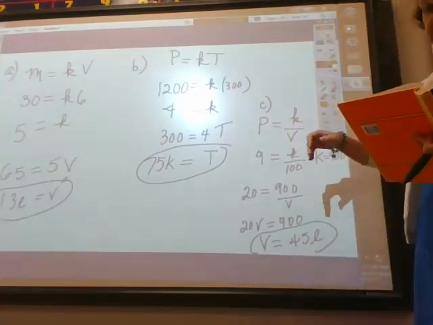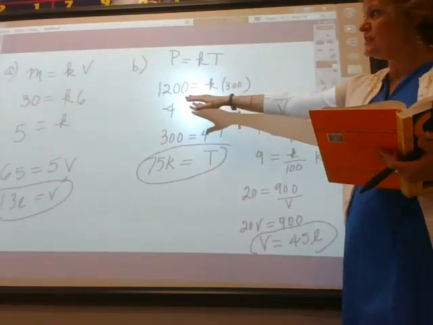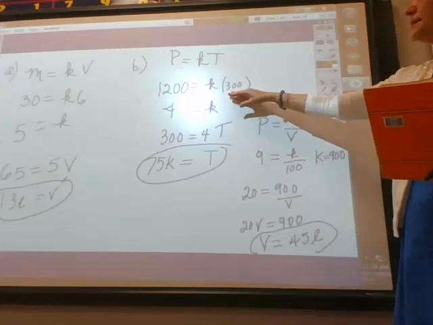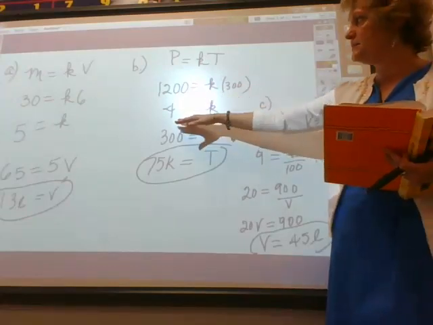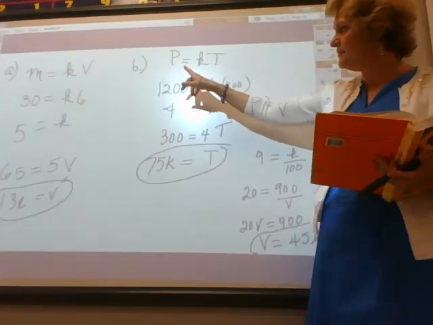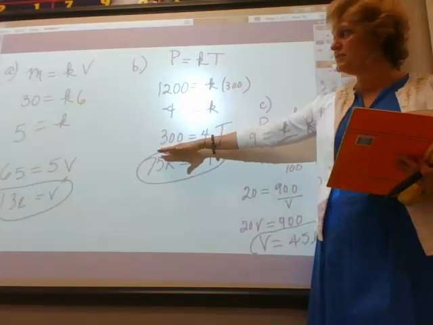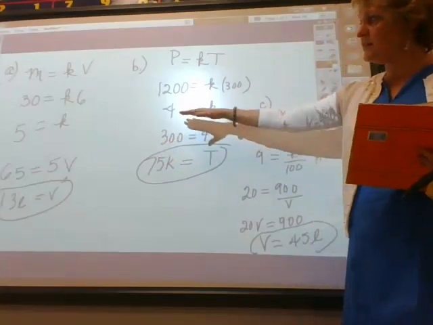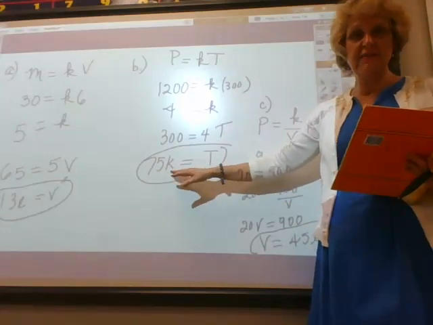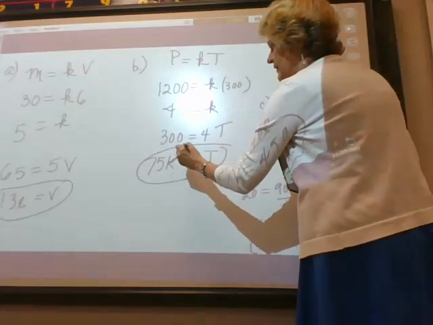All right, for B, the pressure varied directly as the temperature. All right, when the pressure is 1200 pascals, the temperature is 300 degrees Kelvin. Okay, so I found my K, my constant, to be 4, finding that algebraically. Okay, then I plugged in the pressure, because it asked then what is the temperature when the pressure is 300 pascals. Okay, so I used the constant and algebraically found the temperature to be 75 K. Now that's not the constant, that's the Kelvin. I should make that a nice big K, right?